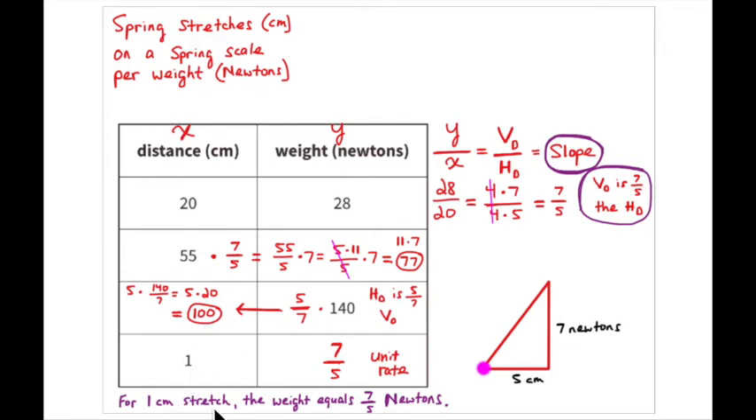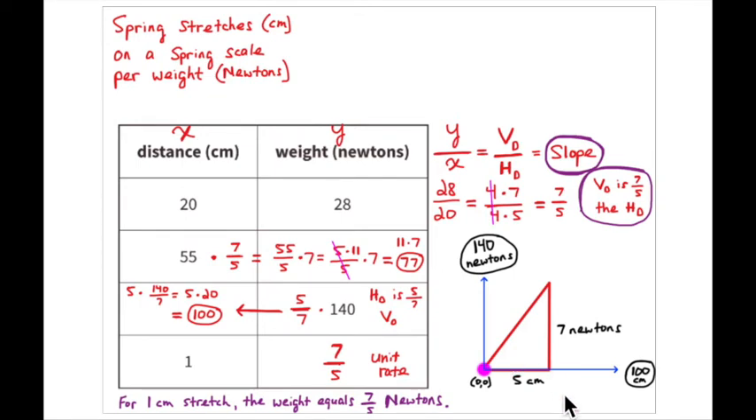For 1 centimeter stretch, the weight equals 7/5 newtons. So this is the unit rate down here. For 1 unit of distance, 1 centimeter, how much weight goes on to the scale? 7/5 newtons, or 1 2/5 newtons. That is called the unit rate, because it's the amount for 1 unit along the x-axis. So you go 1 unit along the x-axis, this value along the y-axis is going to be 7/5 units, or 1 2/5.